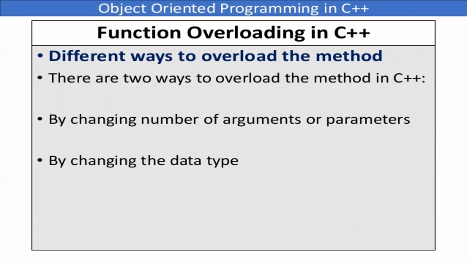So you can overload the functions by changing the number of arguments. That means one can have two arguments, another can have three arguments. Or you can change the type of data type. Int a, double a. Okay? So these are also different types of overloading that you can do in functions.